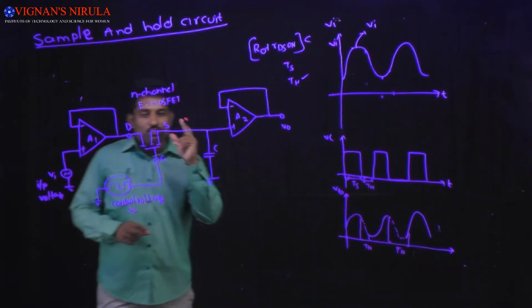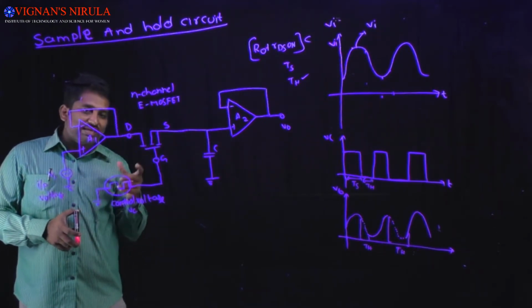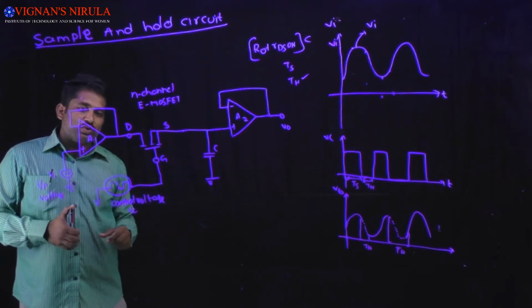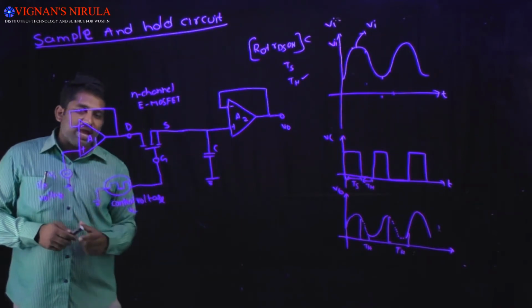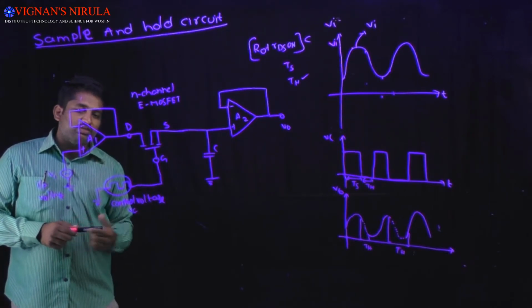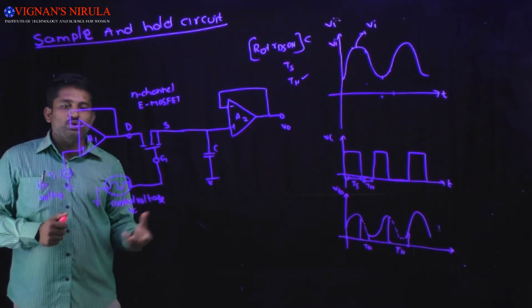And one more thing you have to remember in this case is low leakage capacitors are used to retain the stored charge. So the capacitor C may be used as a Teflon capacitor. Because of this, we can retain the signal from the stored data.